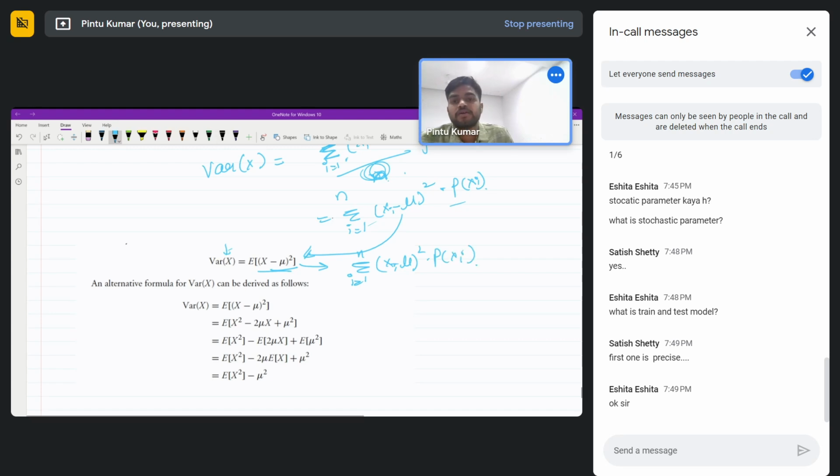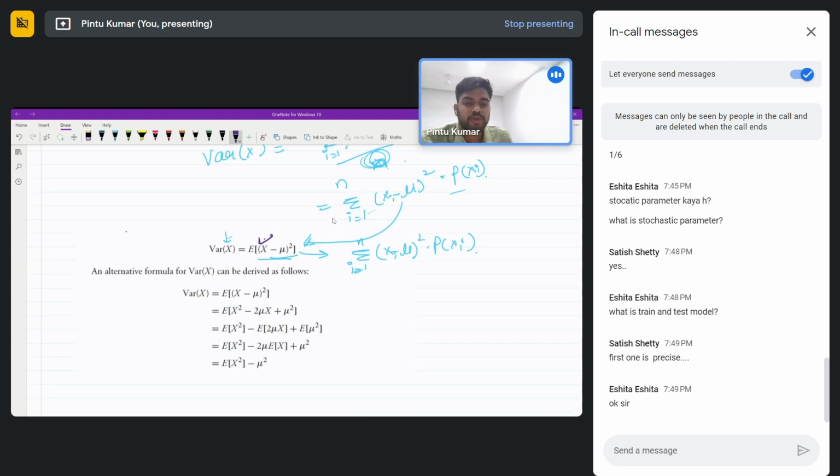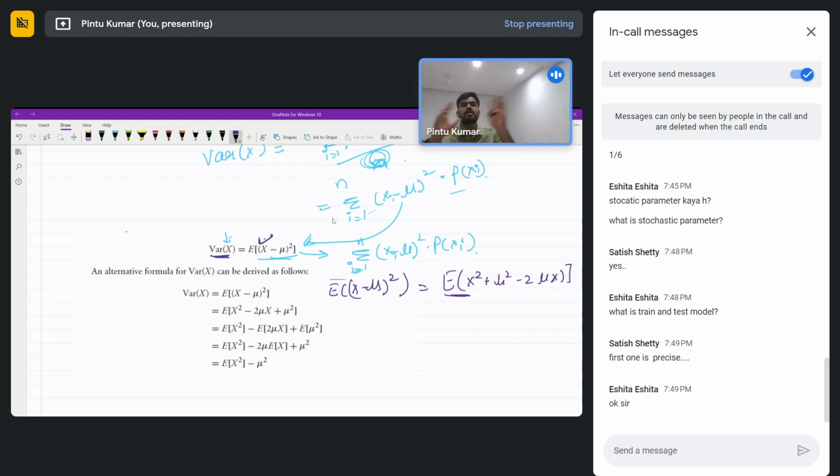Okay, so this is one thing, but you can also derive that expectation of x minus mu whole square is expectation of x square plus mu square minus 2 mu x. This is a property of expectation, that you can split whatever is inside. This is not a property of variance. This is applicable only for expectation. So whenever you are solving, if you have something inside variance, please do not split it. For expectation you can split it this way.